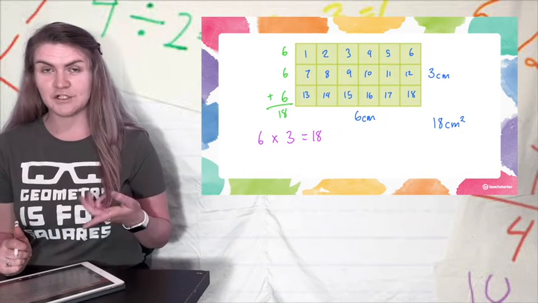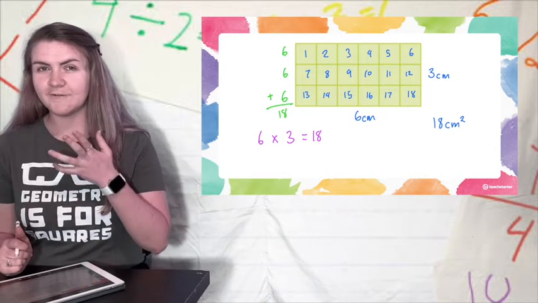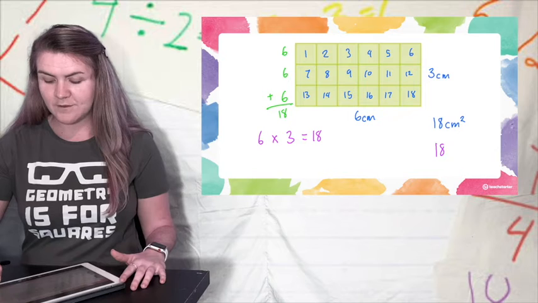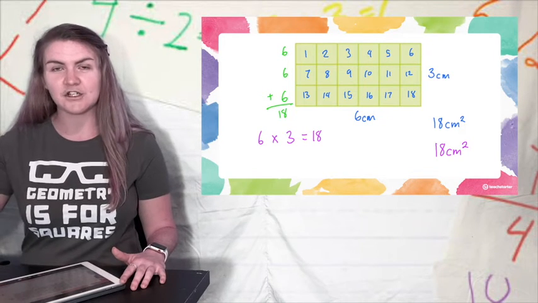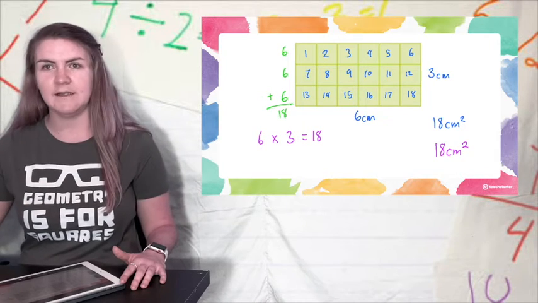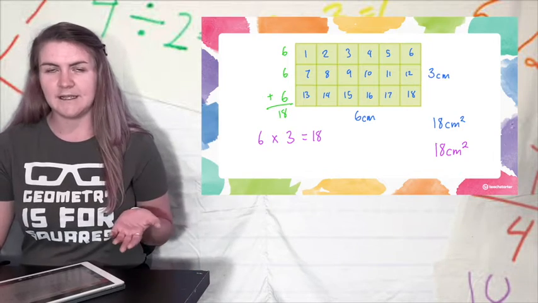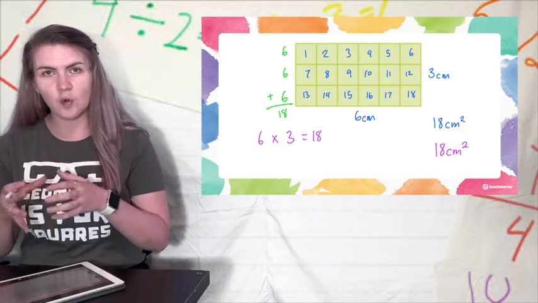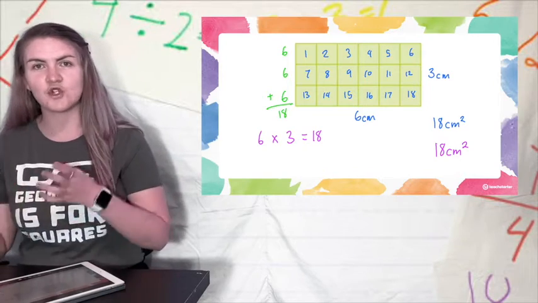Now this is where I want to talk to you about saying centimeters squared, which is what a lot of people say. But sometimes if you say 18 centimeters squared, squared means that an action needs to be done. So we need to take 18 and square it, which is times it by itself. So that can get confusing. But instead, what we're trying to say is that there's 18 squares that are a centimeter big. So we like to say 18 square centimeters.